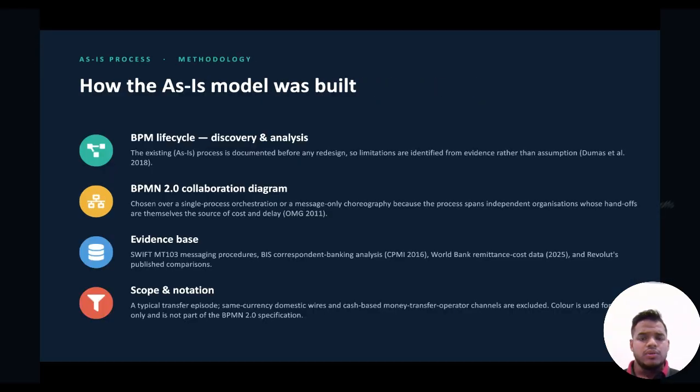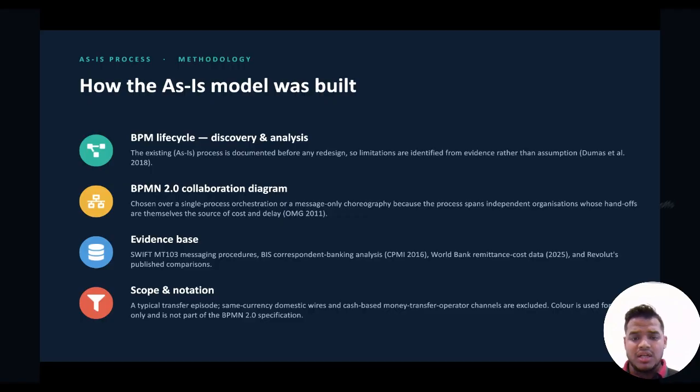Before diving into the workflow, let's look at the methodology behind our process architecture. Following standard business process management life cycles, we documented these states during the discovery and analysis phase. This ensures that our eventual redesign tackles evidence-based limitations rather than mere assumptions.